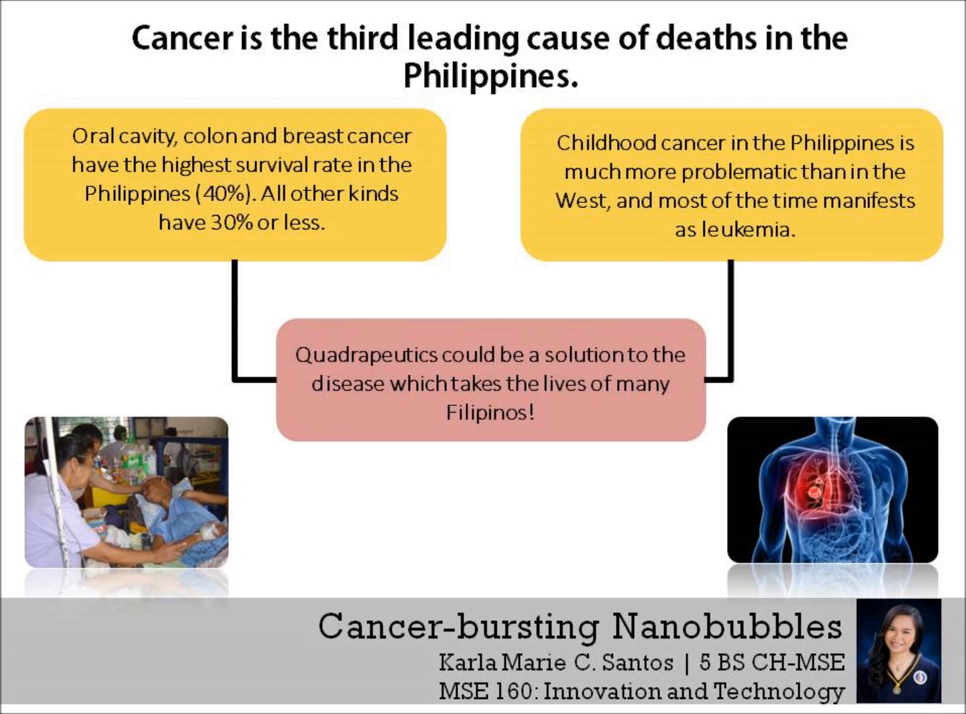Another problem is also the ability of the carcinoma to develop resistance to the treatment available. And there's also the high rate of incidence of childhood cancer in the Philippines. This is a problem because children, since they are more delicate than adults, cannot undergo surgery for the removal of the carcinoma. And so chemotherapy and radiation are the only options open to them. So with the development of quadruputics, it could solve these problems since it's relatively child-friendly and very safe for children, since all they have to do is ingest the gold nanoparticles, which are biocompatible and not toxic.